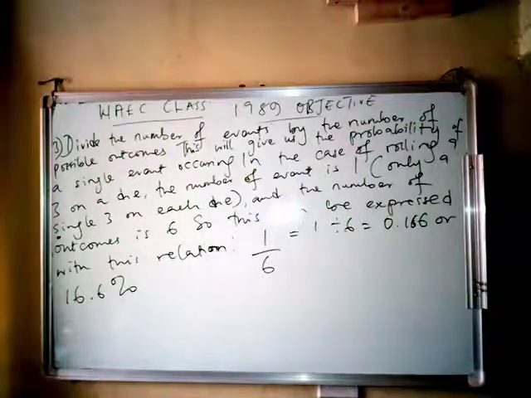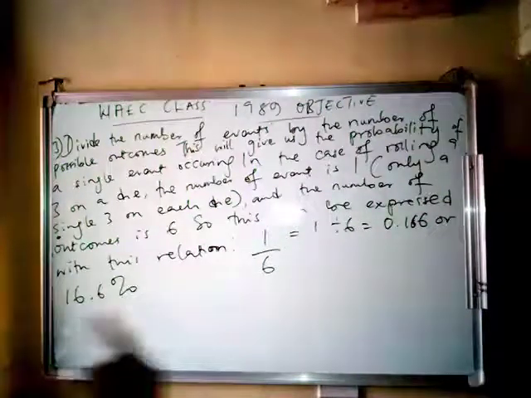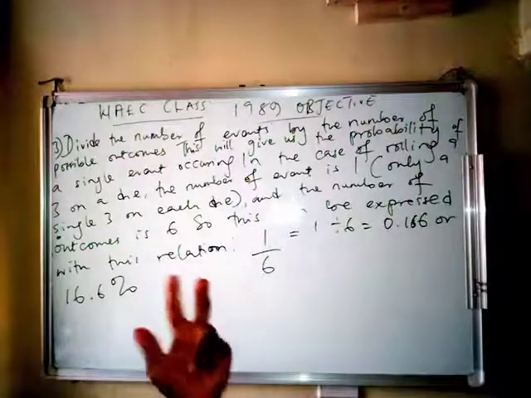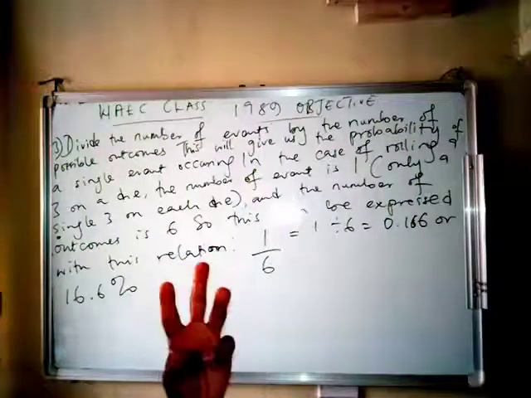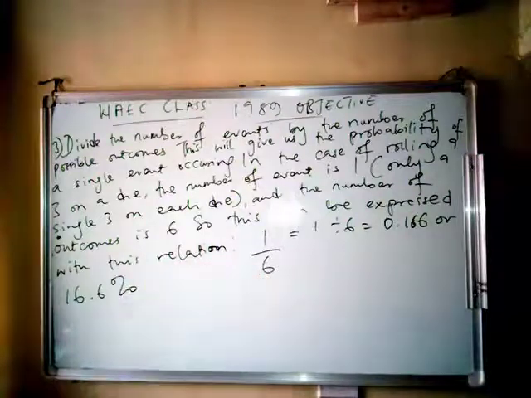because you only have one 3 on a die, and the number of outcomes is 6, because you can have your 1, your 2, your 3, your 4, your 5, or your 6. So you can have 6 of these numbers on a die. Because of that, you can express it through a relation or a fraction.